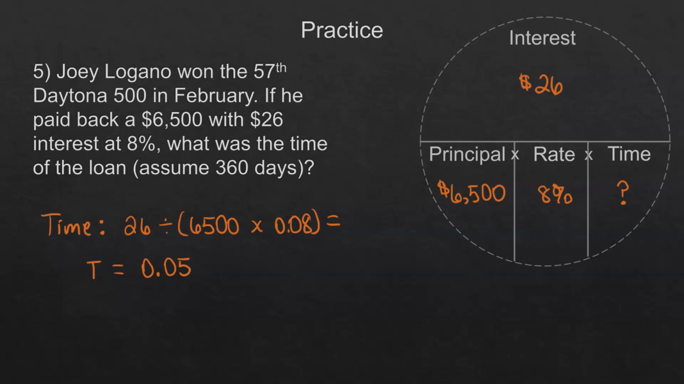Now this time we didn't have a bunch of decimals going across the screen. We are going to calculate this to the number of days for this loan. We're going to multiply it by 360, and we end up with 18 days. We multiply by 360 because we're using a 360-day year. And so this was just an 18-day loan.